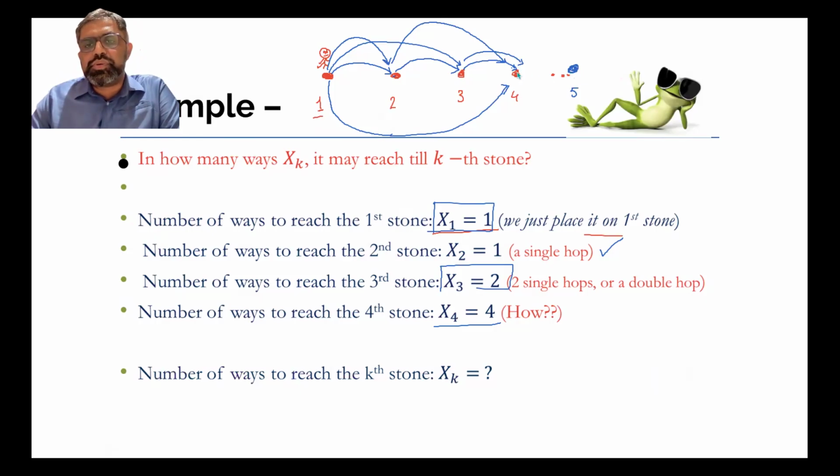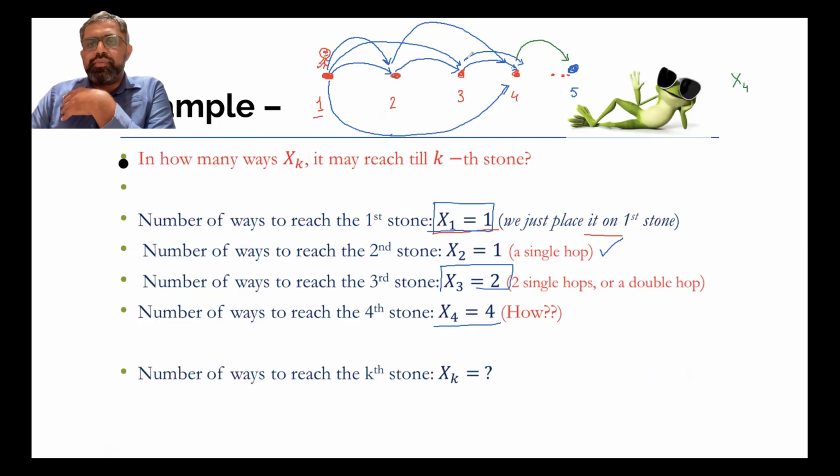So suppose it is on stone number 4. It will simply jump from stone 4 to here. This is one way of reaching from stone 4 to 5. So whatever number of ways it had reached stone 4, it just jumped directly to 5. So there were x4 ways to reach stone number 4, and then it jumped to 5.